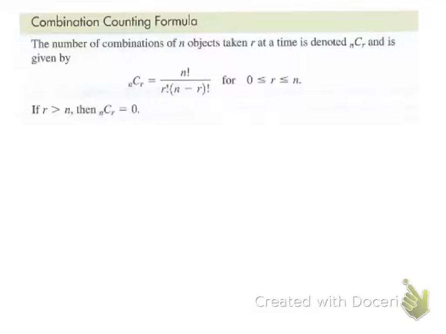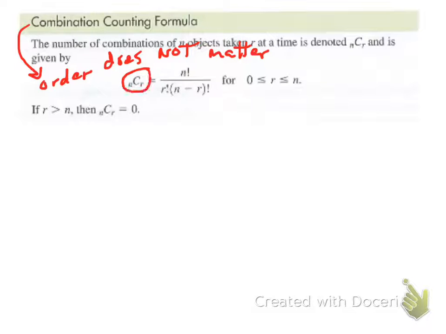Now, combinations. Here's the thing about combinations: order does not matter. Doesn't matter. So again, you can use nCr now in your calculator. When you use your calculator, press the math button, arrow to prob, and this time choose option 3 to get nCr.